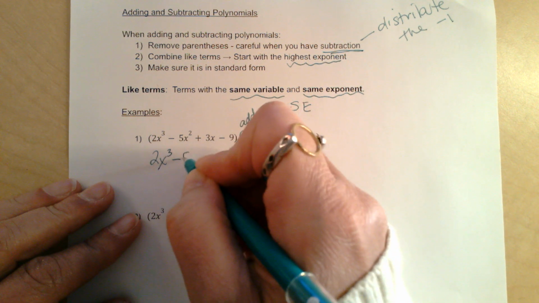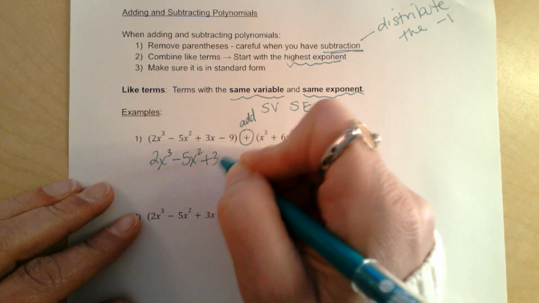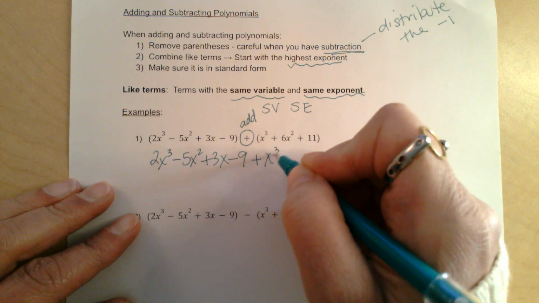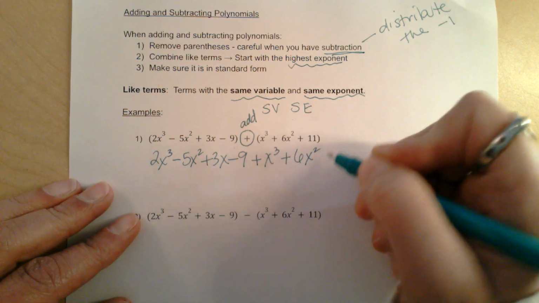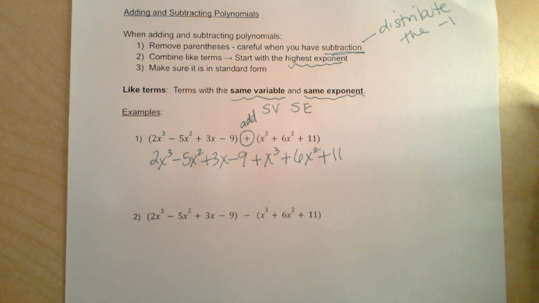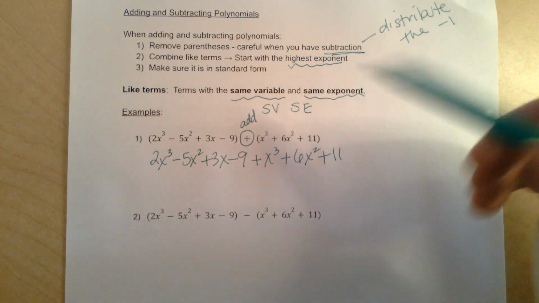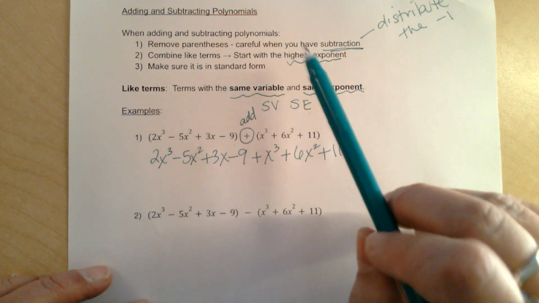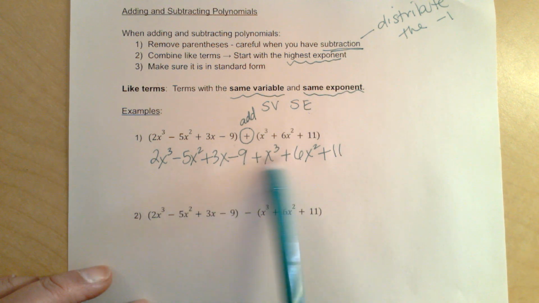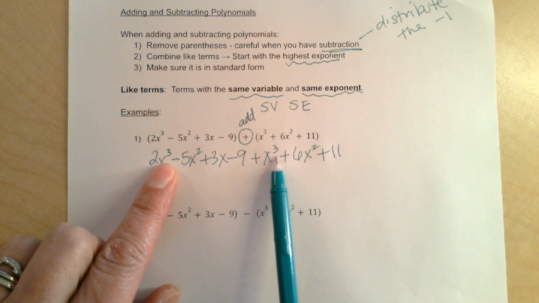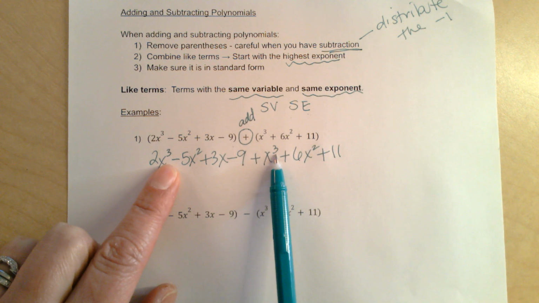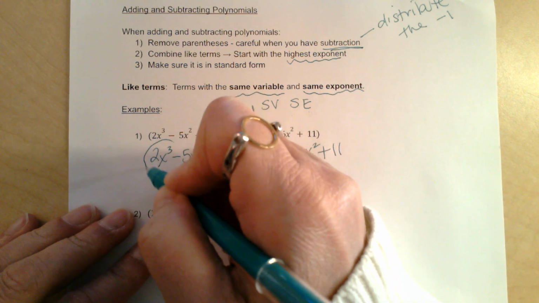So 2x to the third minus 5x squared plus 3x minus 9 plus x cubed plus 6x squared plus 11. Okay, now we're playing the game. We're looking for the same variable, same exponent. And we're going to start with the highest exponent. So let's look. I see the highest exponents here are 3 and 3. These have same variable, x, and the exponent of 3. I can combine them. They're like terms.